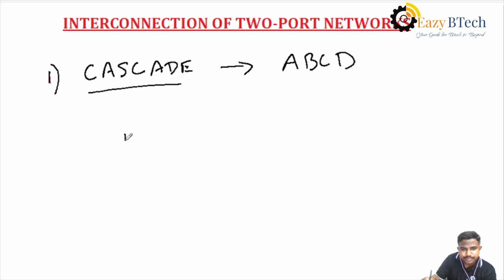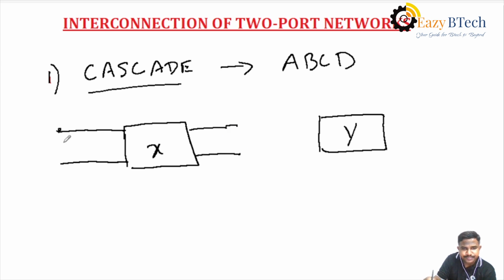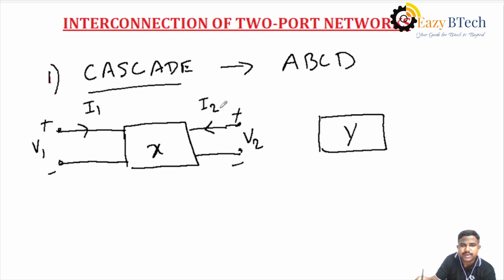For example, this is one network and this is the second network. That is, X and Y are two networks. Each network consists of one port and a second port on both sides. This is plus minus V1, and the current passing is I1. This is also plus minus, the voltage is V2 on the second port and the current passing is I2. Similarly, the same format applies for the second network also. Then how do we make the cascade connection?